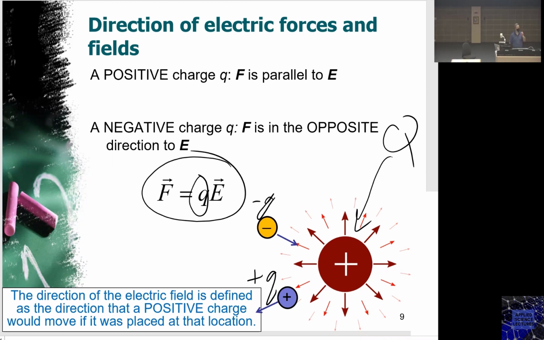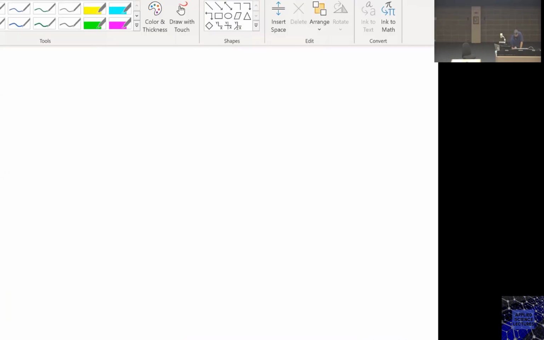If my small letter q is negative charge, then it's a negative scalar. Then the direction of the force would be in the opposite direction of the electric field. Does this make sense? Negative scalar. Okay, so let's draw those cases. We have 4 cases to look at, and I will draw those cases for you here.